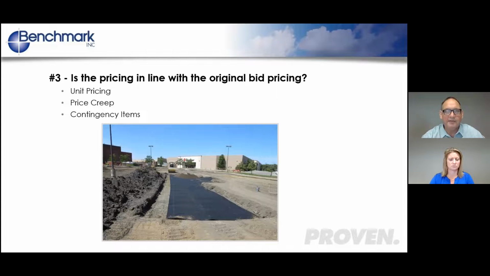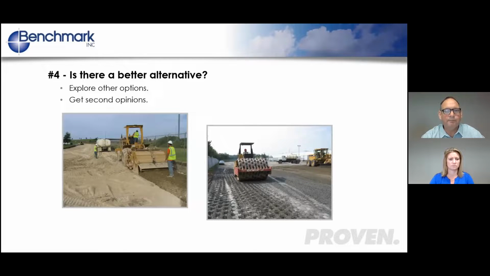And because we had that pricing up front, our consultant was able to measure the area and tell the owner, hey, we're going to have a little bit of an extra here. This is exactly what it's going to cost. And we had the contingency set up. So it ended up not being a big problem. So make sure that the pricing's in line with the original bid amounts. And number 4, be open to alternatives.